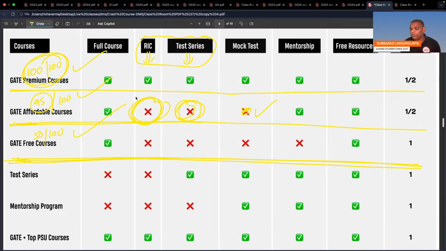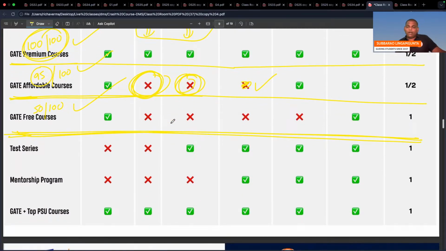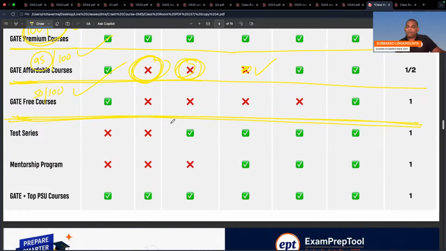I strongly believe education should come at as minimum a cost as possible. EPT courses, if you see, are very low cost. A 2 year course you may get within 15,000. For the 1 year course, please verify, it is as minimum cost as possible. I have made everything affordable. With education, you cannot do business. Education is not for business. It is for growing the students and helping students.